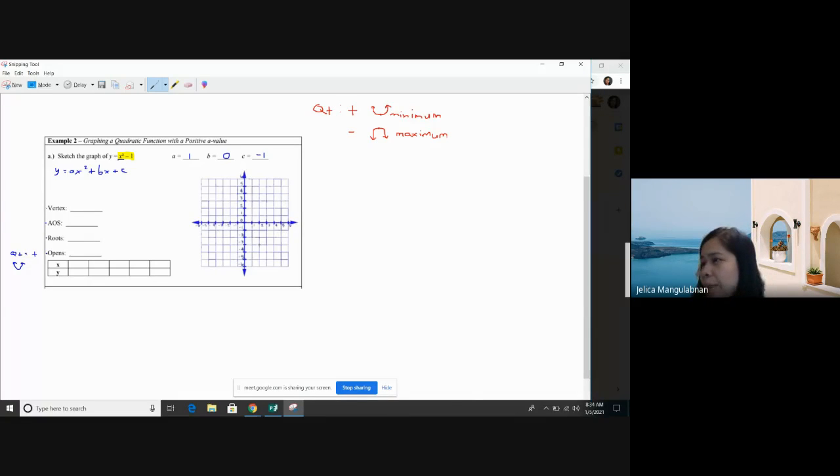Type your answer on the chat box. Upward. Good job. It is upward. Look at it. It is a happy face. So the opening of the parabola is going up. So it is upward. Let me just write upward. Remember those.